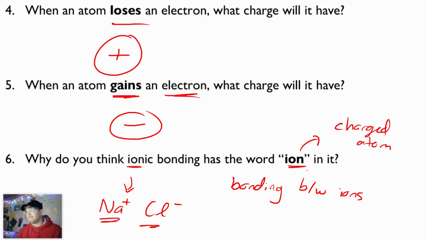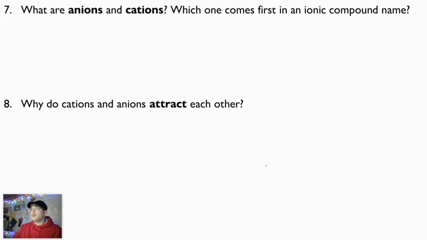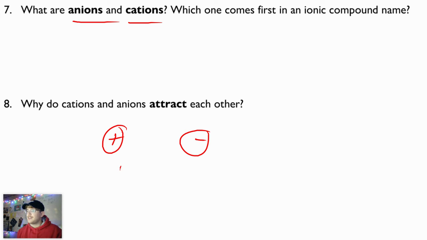Don't overthink it. Ionic bonding is bonding with ions. Anions and cations, I'm going to let you guys figure that out. Why do cations and anions attract each other? Well, this one's pretty easy. Opposites attract. I like drawing the smiley face. They attract each other. Opposites attract.